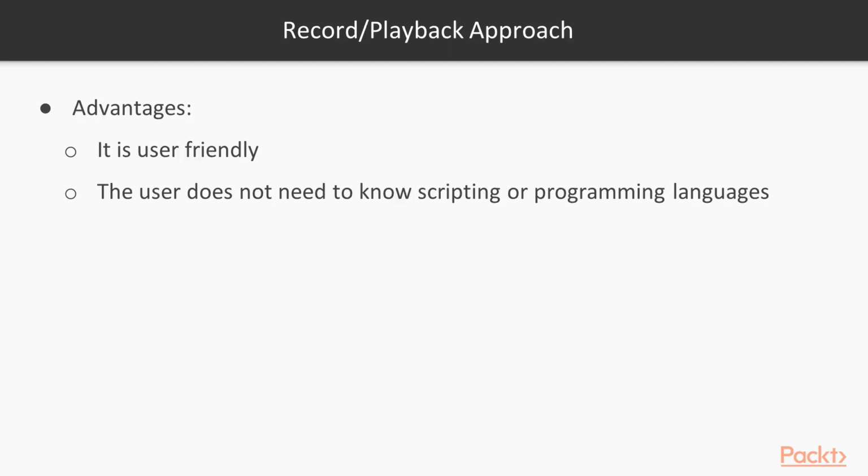Record playback is the basic paradigm for GUI-based automated regression testing, the so-called record playback method. Advantages of record playback are: it is user-friendly and the user does not need to know scripting or programming language.